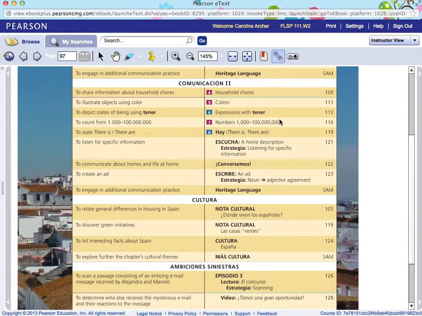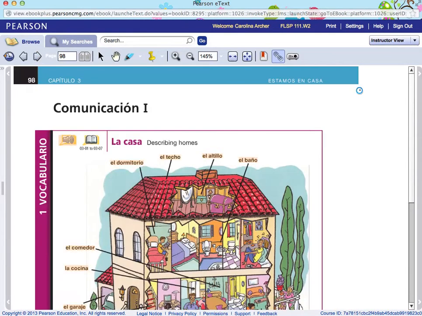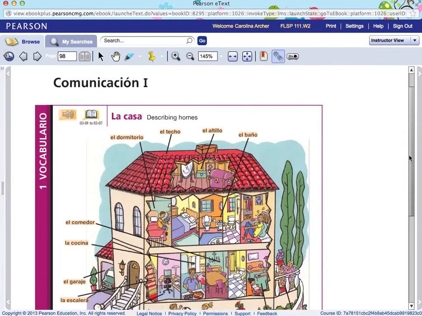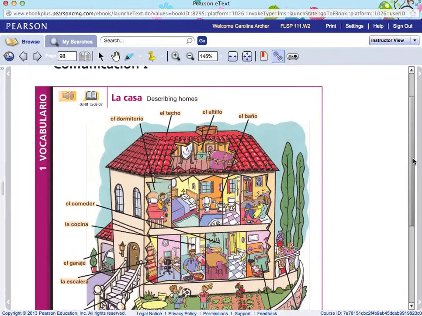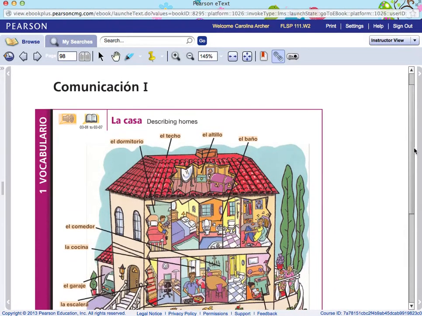Okay, numbers, we're gonna keep going up, and then we're also going to work a little bit with the expression hay. When you describe a house, you want to describe what there is or there are in different rooms, so we're going to work with that expression. Okay, so the first thing we do in each chapter is go over some vocabulary that we will need to form different sentences, and put together the vocabulary with the verbs and adjectives and different things like that.